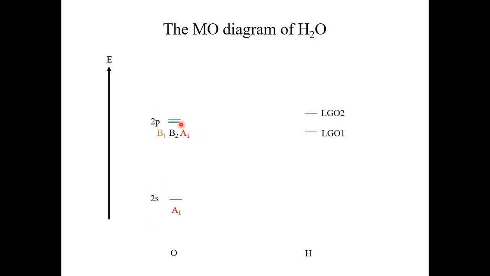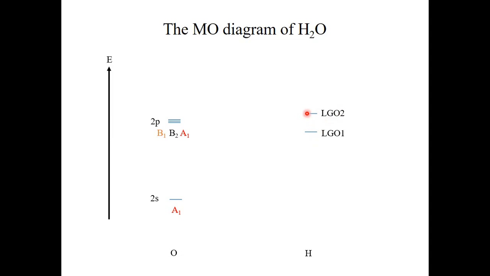Then, on the right-hand side, we have the 2 ligand group orbitals, LGO1 and LGO2. We can write LGO1 with somewhat lower energy than LGO2. That is because LGO1, the one with the A1 symmetry type, does not have a node, since both 1s orbitals have the same algebraic sign, while the other one with the symmetry type B1 actually has a node because the 2 1s orbitals have the opposite algebraic sign.